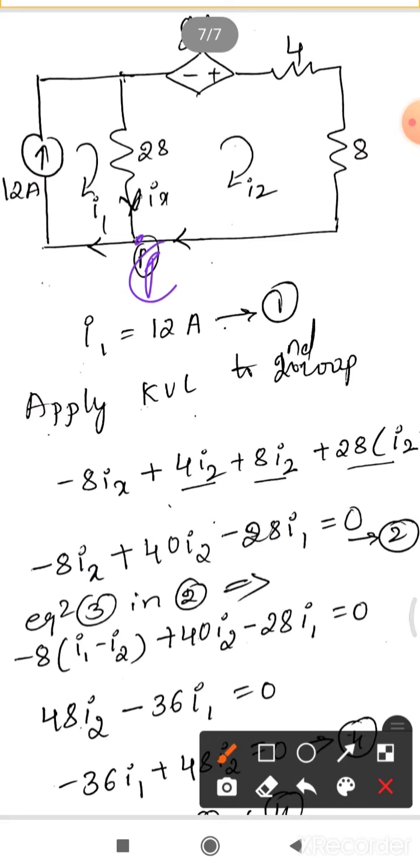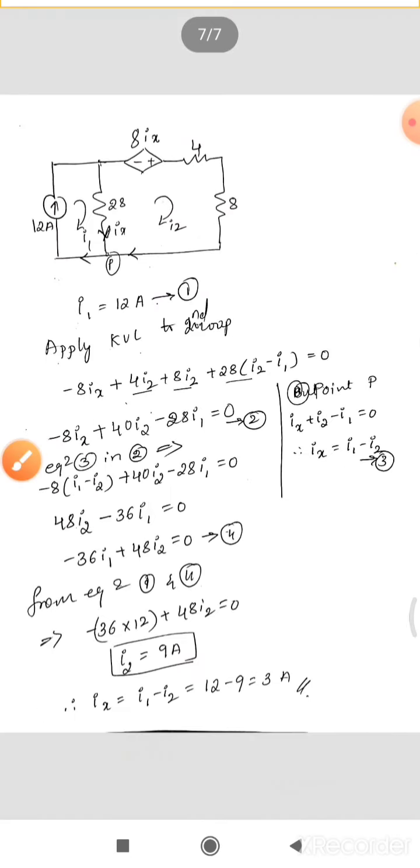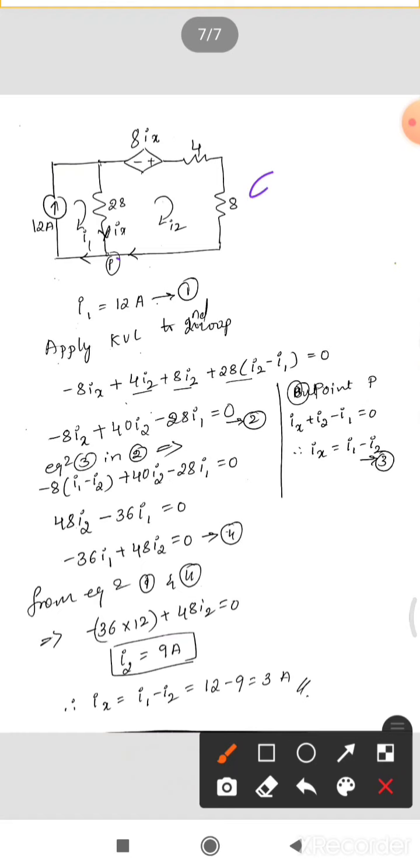To calculate Ix, let's take a point P and apply KCL at that point. At P, Ix is entering, I2 is also entering, so plus I2, and I1 is leaving, so minus I1 equal to 0. So Ix will be equal to I1 minus I2. Take this and substitute in the second equation. Let's call this equation number 3.